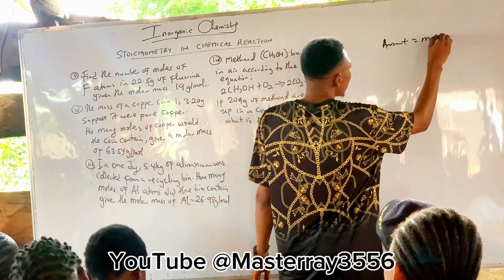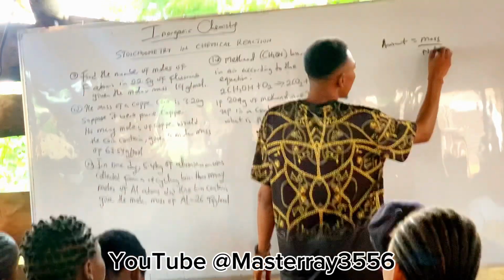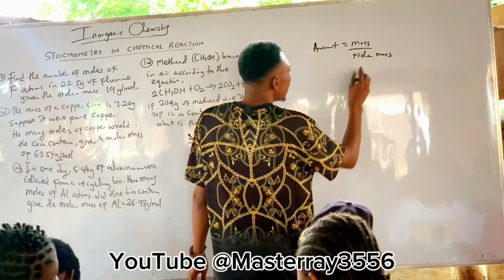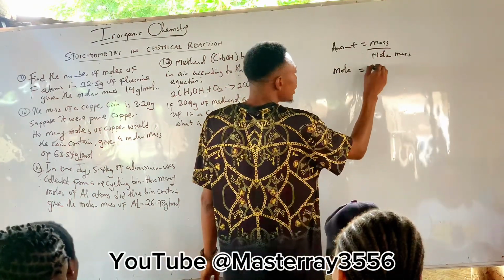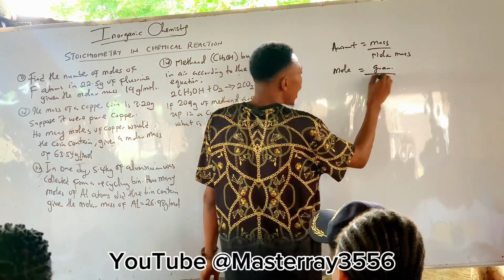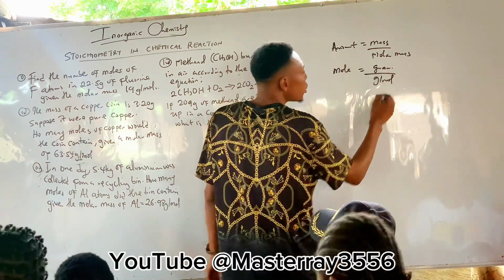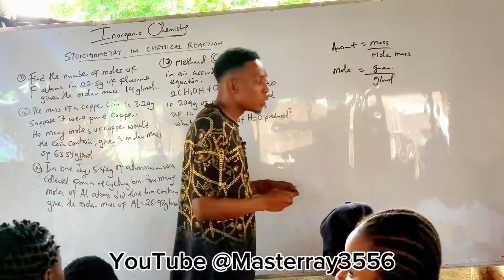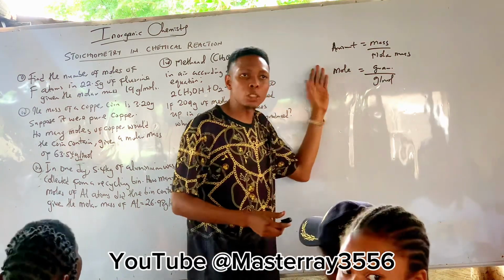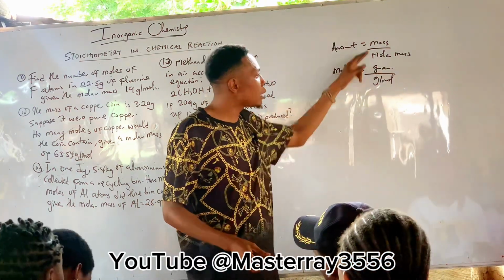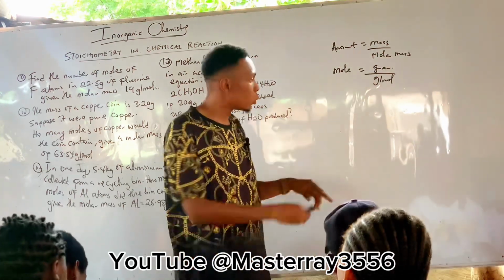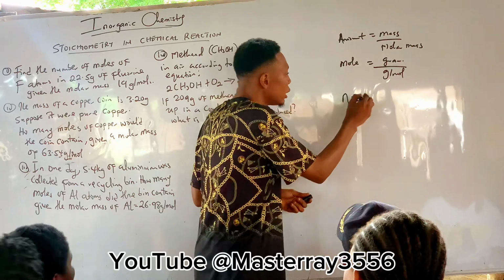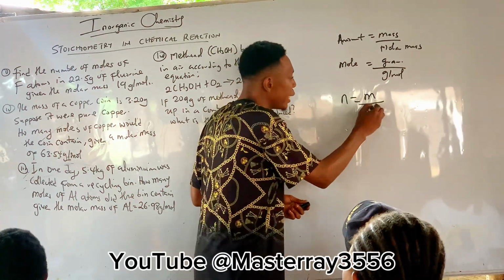equals mass over molar mass. Amount is in moles, while your mass is in grams, and your molar mass is in grams per mole. Are you following? So the amount is in moles, the mass is in grams, while the molar mass is in grams per mole.